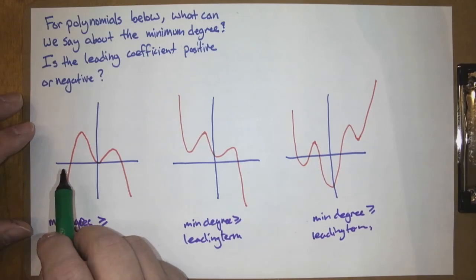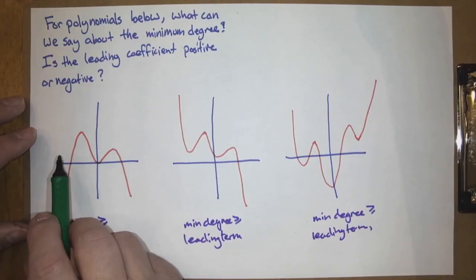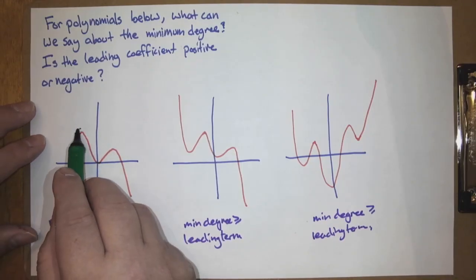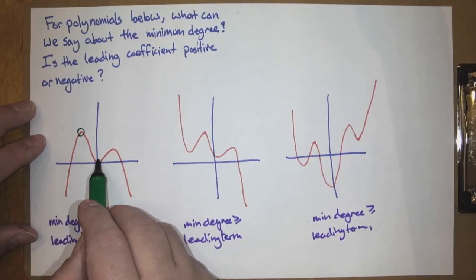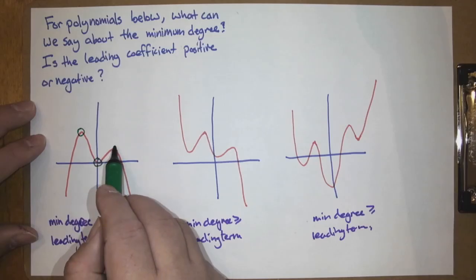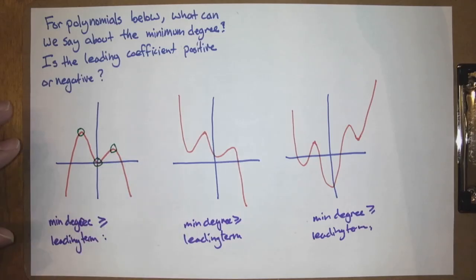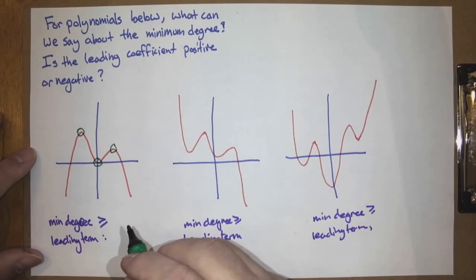So how many maxes or mins do we see? There's a max, there's a min, there's a max. So what's the count? How many maxes and mins? There's 3. Now what do we do? Add 1. So what's the min degree at least? 4.